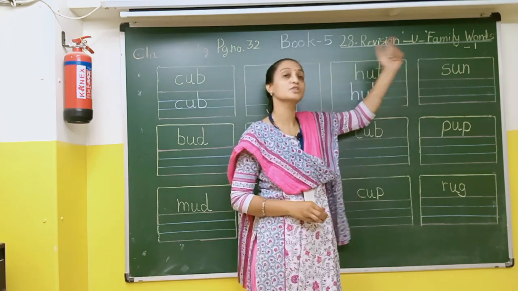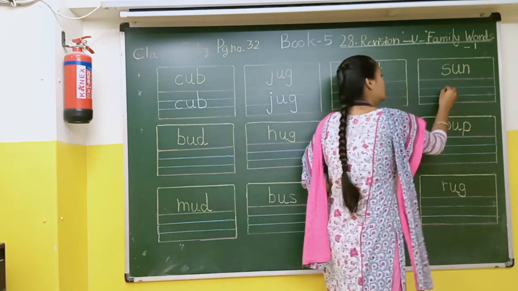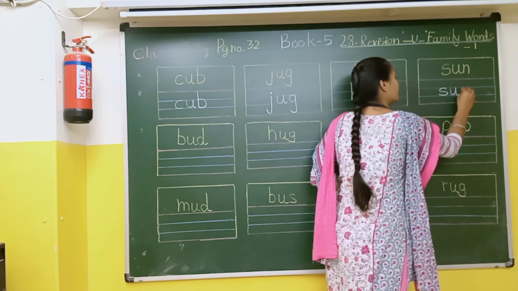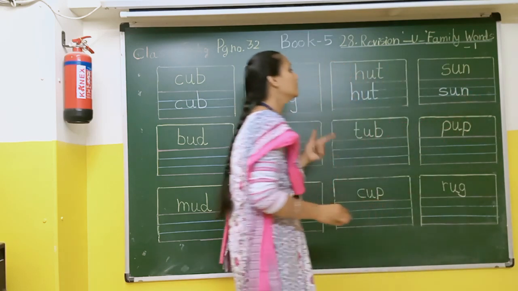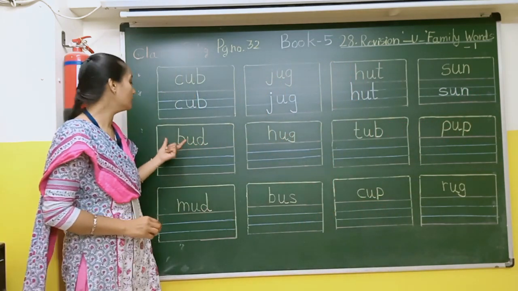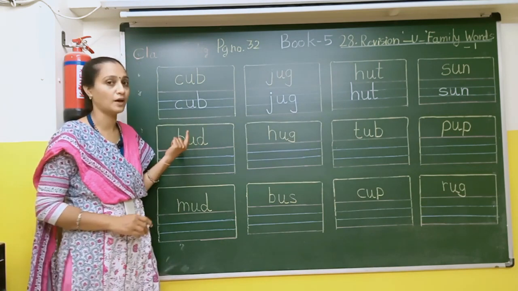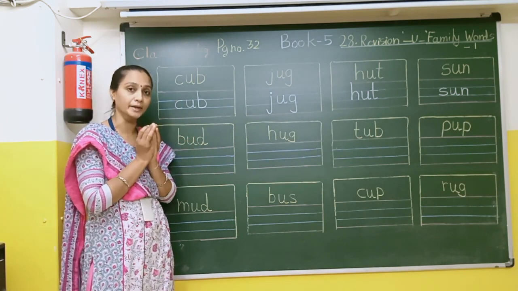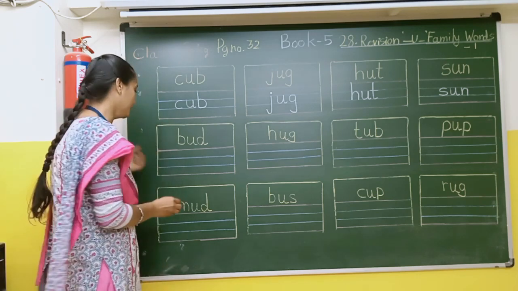Here there is an image of sun. S U N sun. So here we have to write properly in four lines. Okay, here there is an image. यहाँ पे जो flower है उसकी हमें क्या दिखाई है, कली दिखाई है. That is called bud. B U D bud.